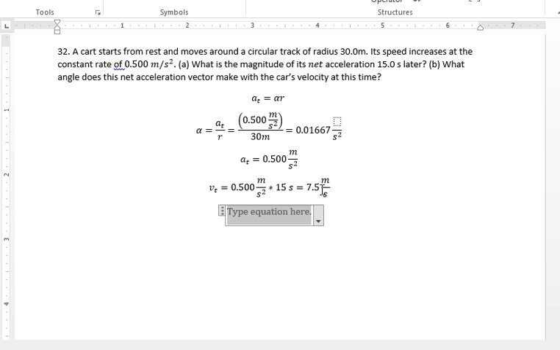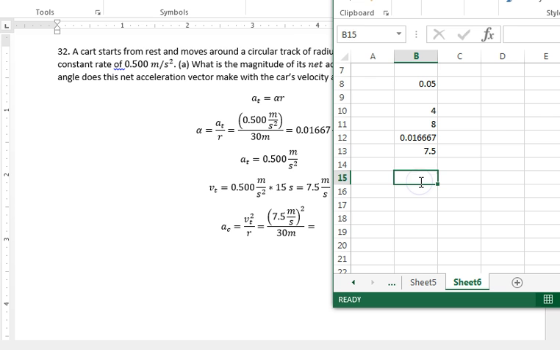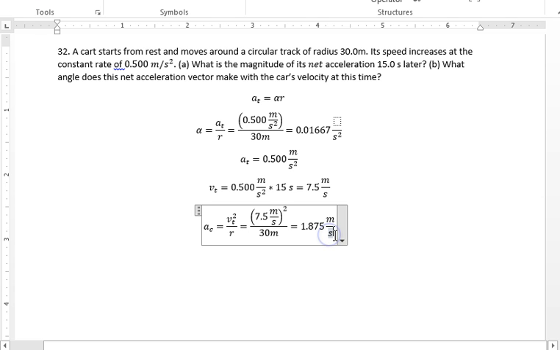So, if the tangential velocity is 7.5 meters per second, what does that say about the centripetal acceleration? It's v tangential squared over r, right? 7.5 meters per second squared divided by 30 meters. So 1.875 meters per second squared is the centripetal acceleration.